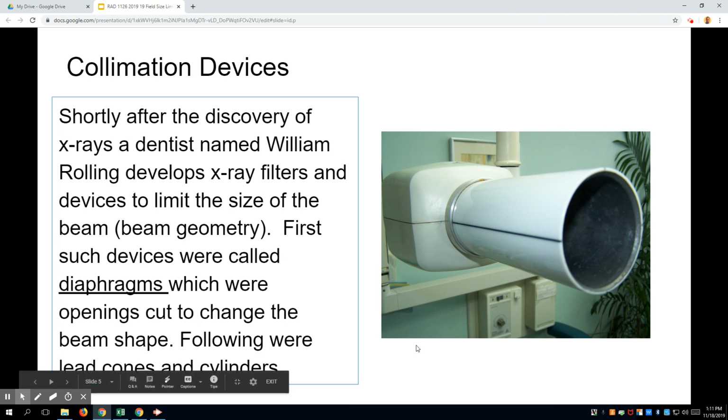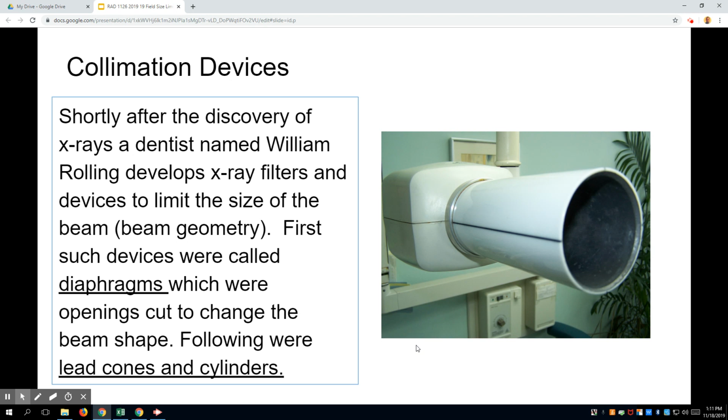Some of the devices out there, you may see them around. This kind of looks like something that they have in the dentist's office, but actually the theory here was a guy, dentist actually, named William Rawlings. He created some filter type devices that would alter the beam geometry. So what this is doing here is, in a sense, it's collimating, but without moving the shutters. We'll talk about that in a minute.